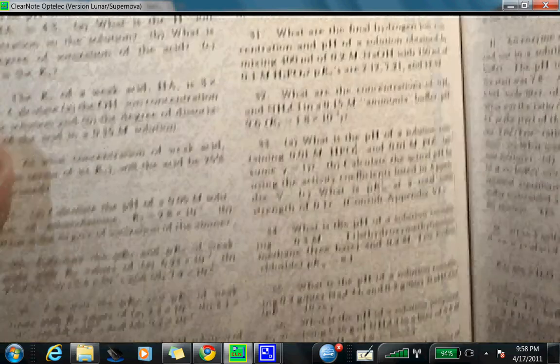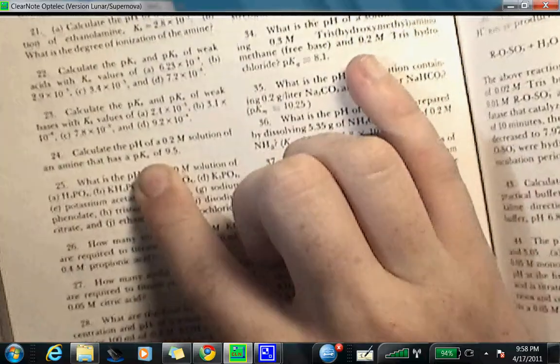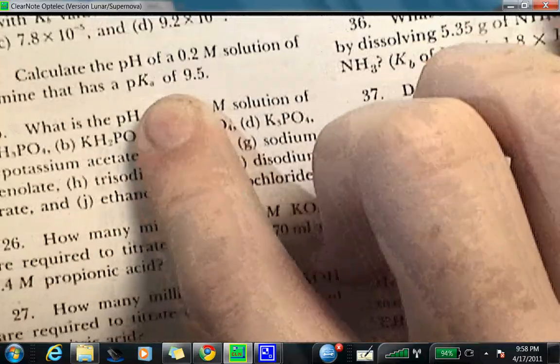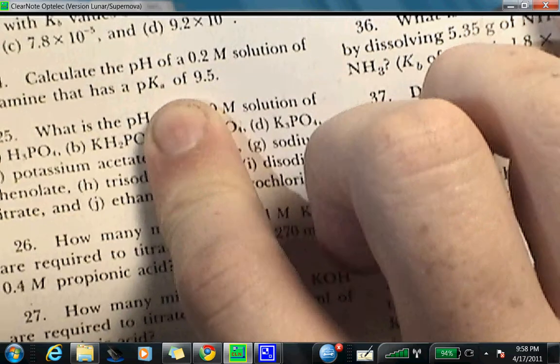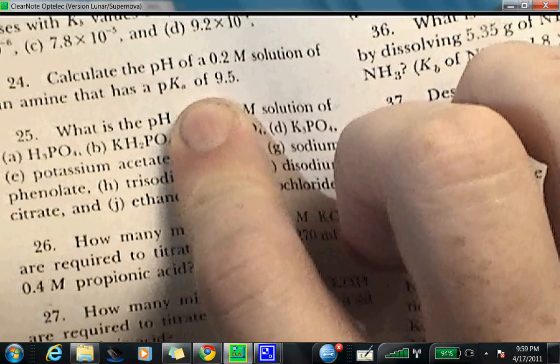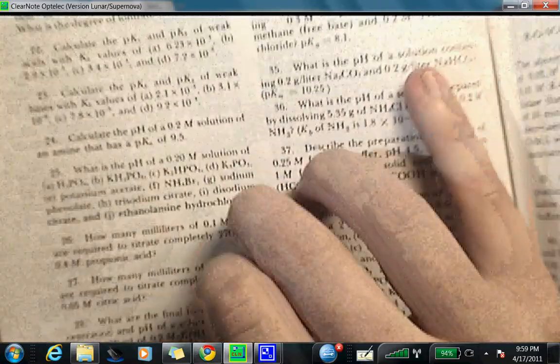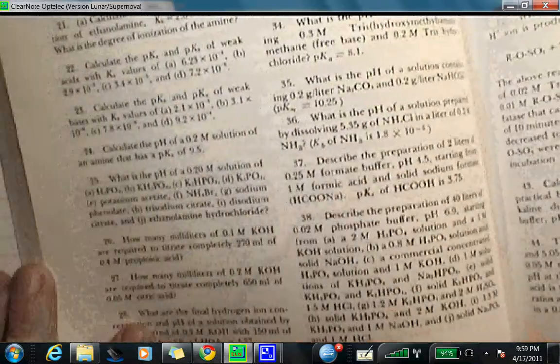So just looking at 24 again, which I also have a video up of: calculate the pH of a 0.2 molar solution of an amine that has a pKa of 9.5. Okay, so keep that in mind. You can come back to that actual problem when I'm talking about it later. But first of all, let's just solve this one.